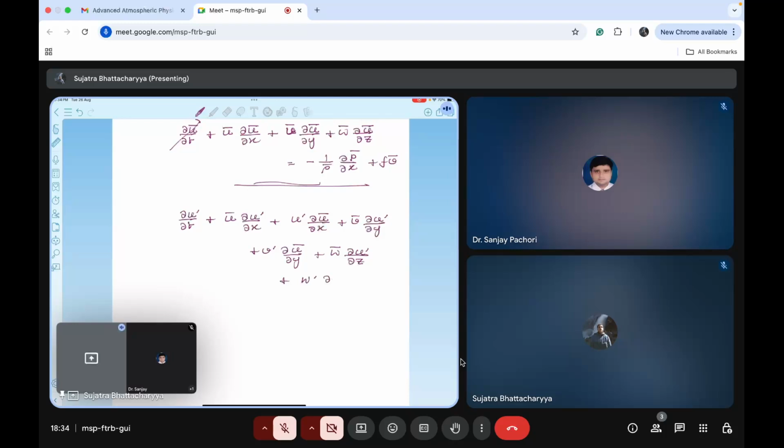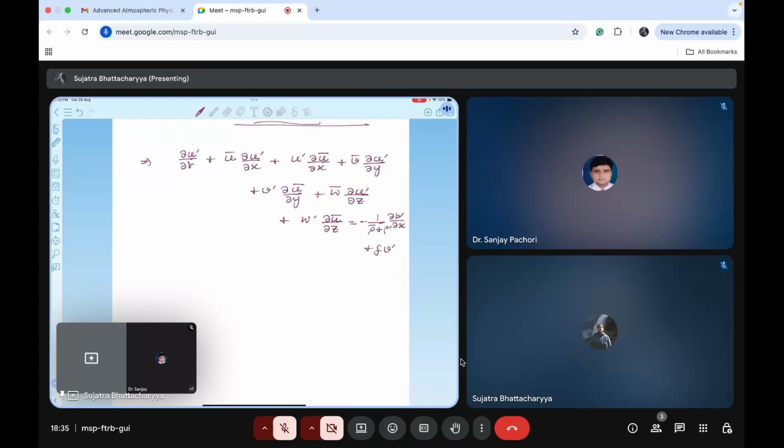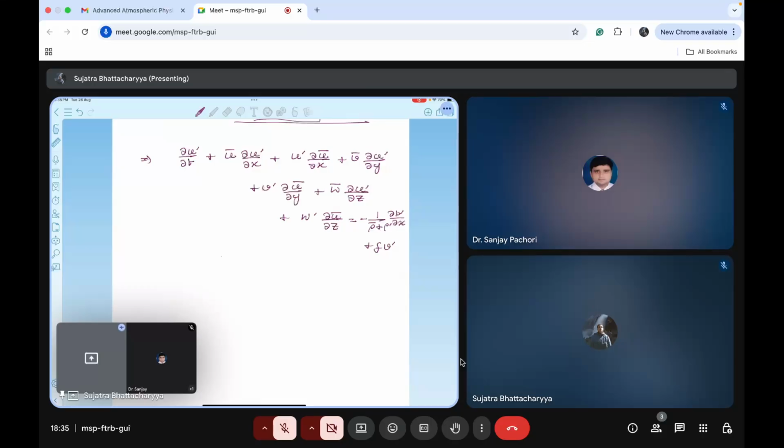W dash delta U bar by delta z, which is equal to minus 1 by rho bar plus rho dash delta P dash by delta x and plus FV dash. This is the equation which we are finally getting based on all the three assumptions. Now we will give a final assumption. This is for our simplicity. This is the actual answer.